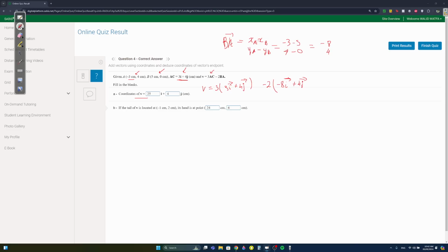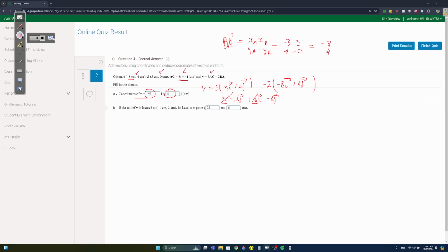Please, again, pay attention to the vector symbol. If you don't put the vector symbol in your written work, you're going to get it wrong. I'm telling you from now, don't be surprised. 3 times 3i is 9i. 3 times 4j is 12j. Minus 2 times minus 8i is plus 16i. Minus 2 times 4j is minus 8j. 9i plus 16i is 25i. 12j minus 8j is 4j.